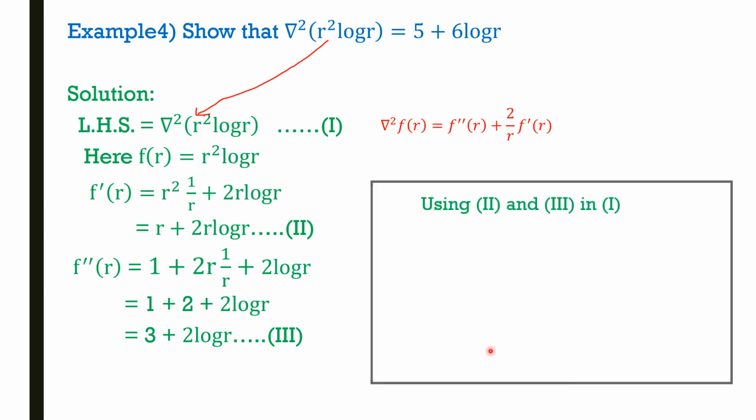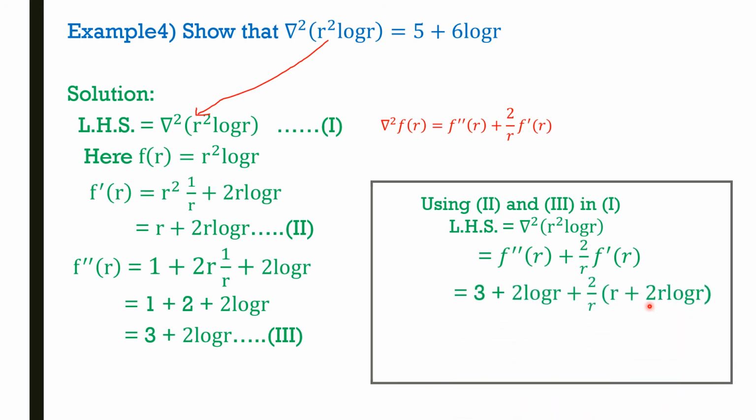And now using 2 and 3 in 1, what I get: LHS is del square of r square log r, equal to f double dash of r plus 2 upon r into f dash of r. Now put the values.